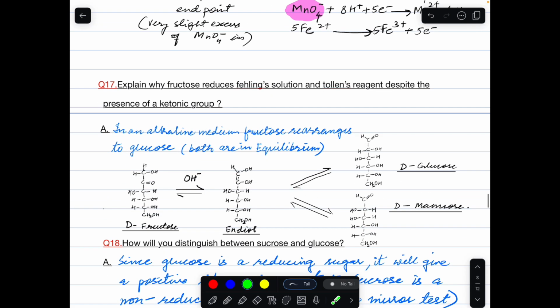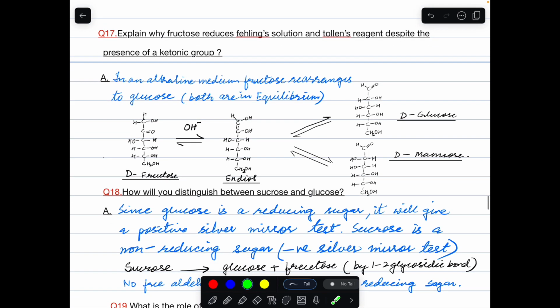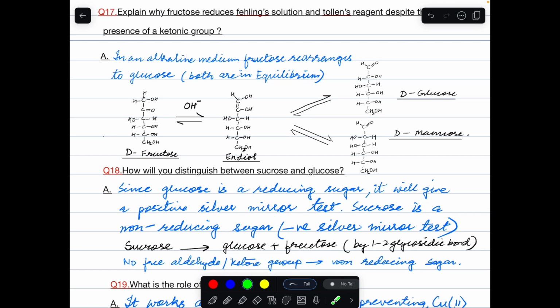Next question. Explain why fructose reduces Fehling solution and Tollens' reagent despite the presence of a ketonic group. Fructose has a ketonic group, even then it acts as a reducing sugar. So how is it possible? The reason is that in an alkaline medium, fructose rearranges to glucose, and both fructose and glucose are in equilibrium. So this is the reaction.